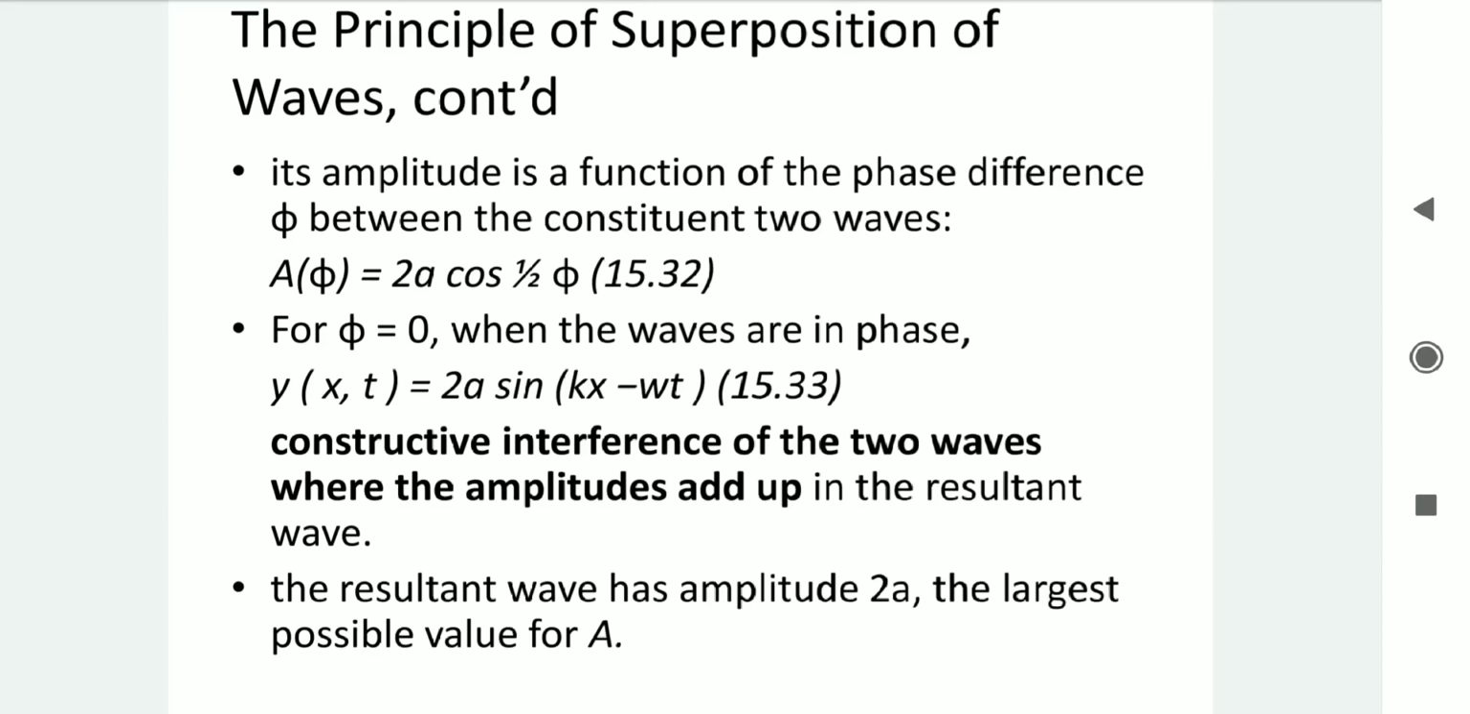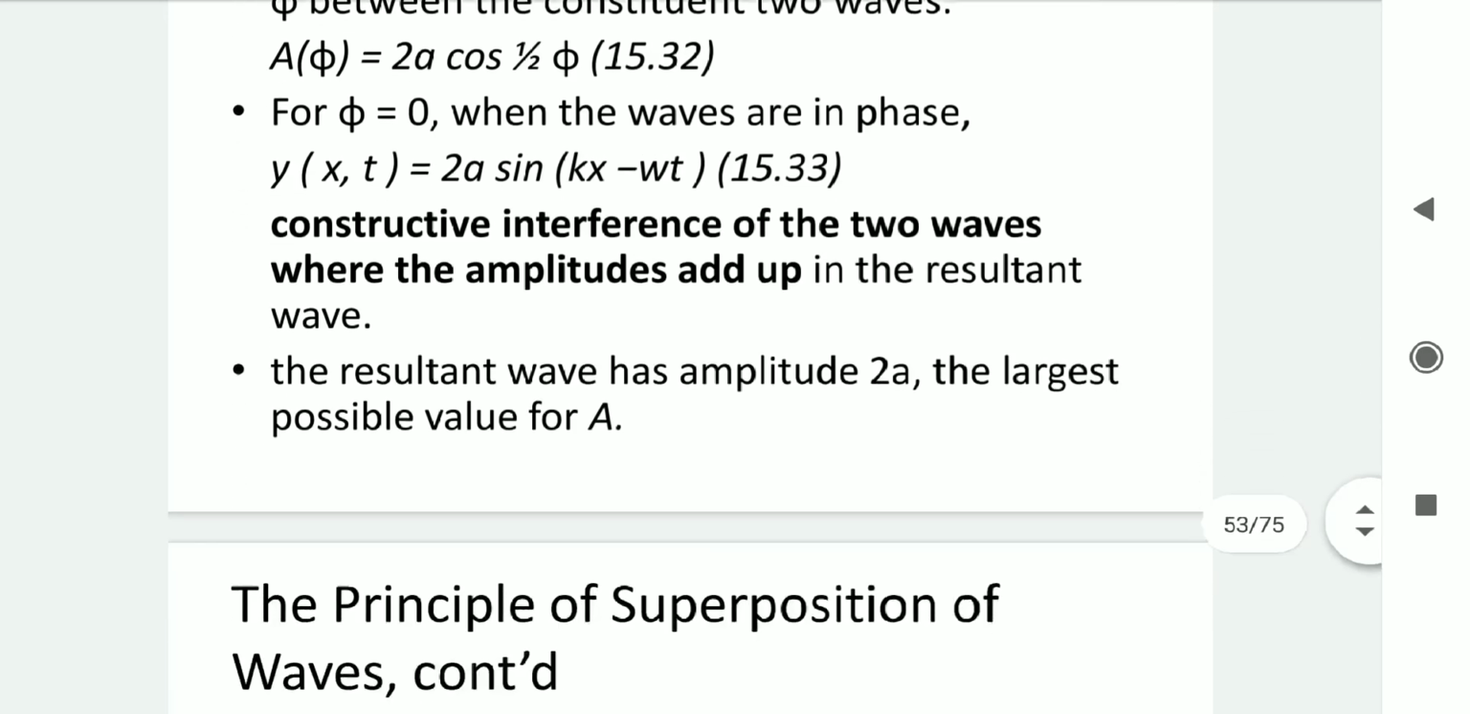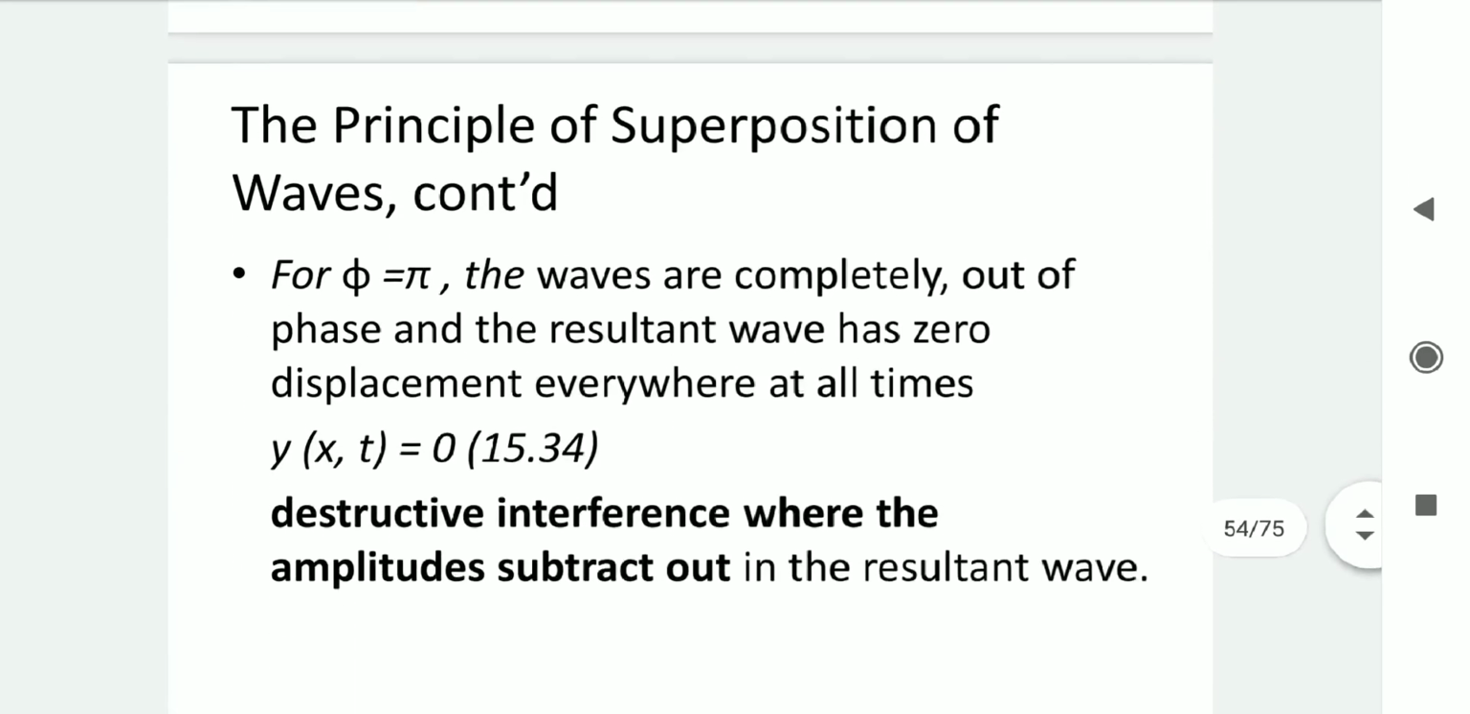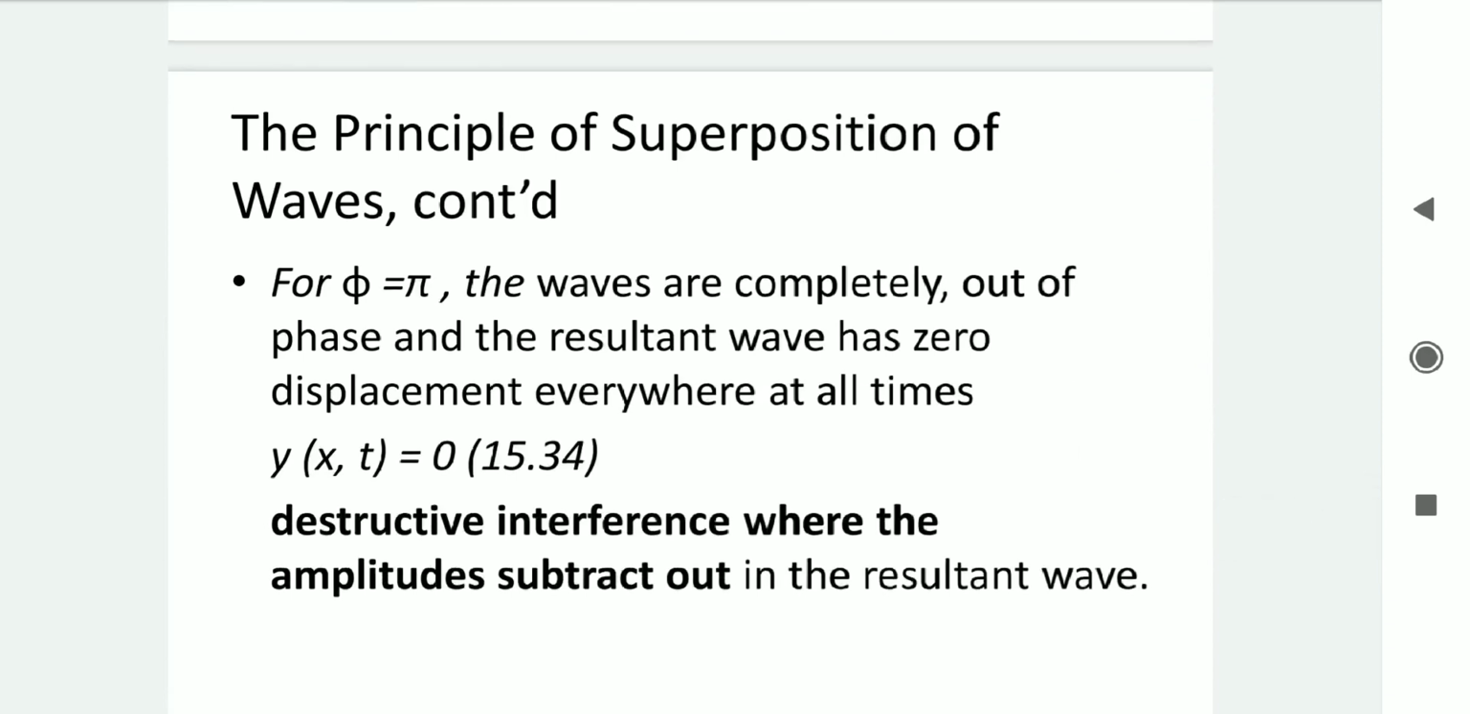And the resultant wave has amplitude 2a, having its largest possible displacement. While substituting phi equal to pi, the waves are completely out of phase and the resultant wave has zero displacement, that is y(x,t) would be 0, because cos(pi/2) is 0. So y(x,t) will give you 0, which is destructive interference, where the amplitudes subtract out in the resultant wave.